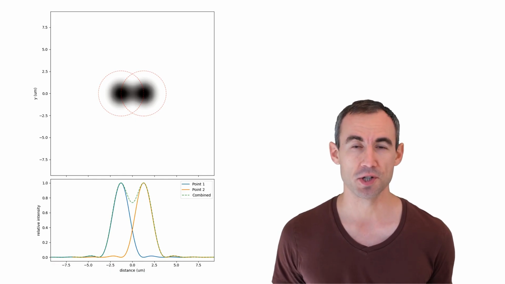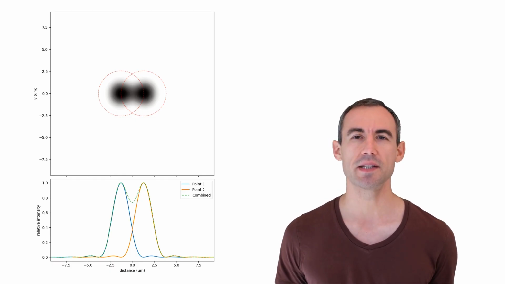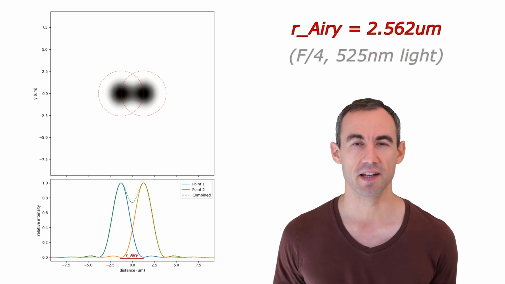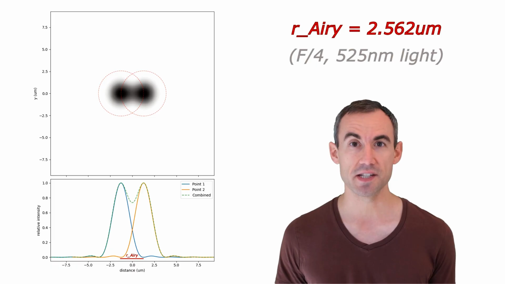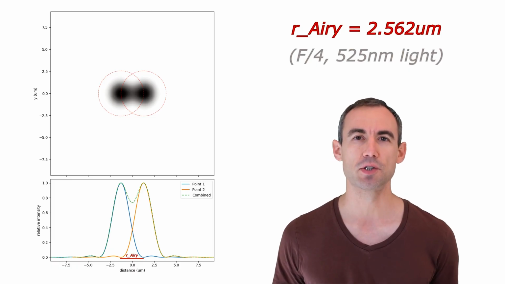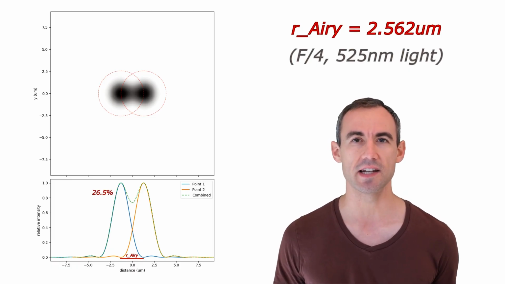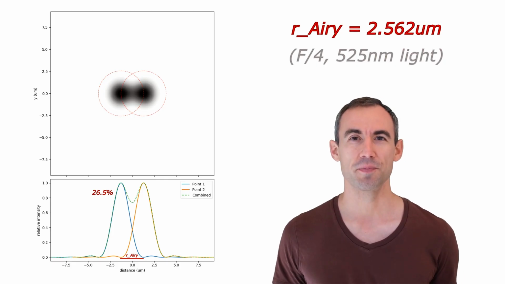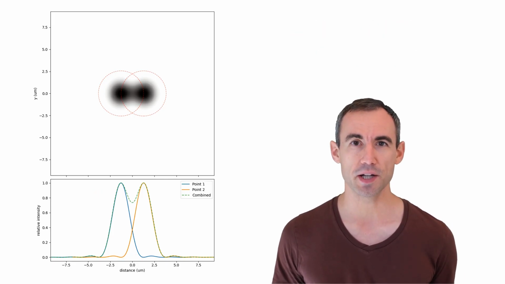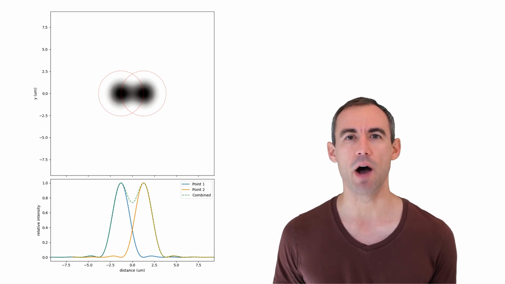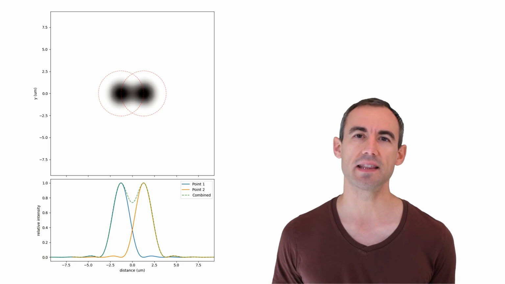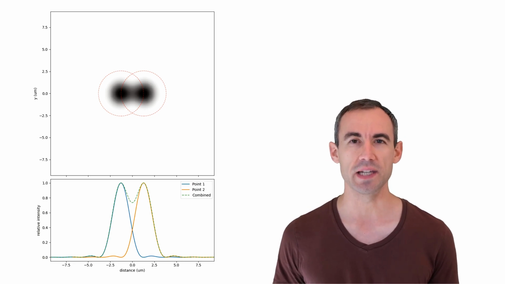So our resolution under this criterion is limited by the radius of the Airy disk, which is 2.5 micrometers in this example. And with this criterion, the dip between the two maxima is about 26.5%. So diffraction clearly has an impact on the resolution that we can achieve. But it's a little complicated to evaluate exactly how it affects our system, because that depends on the minimum contrast that we need for our application.